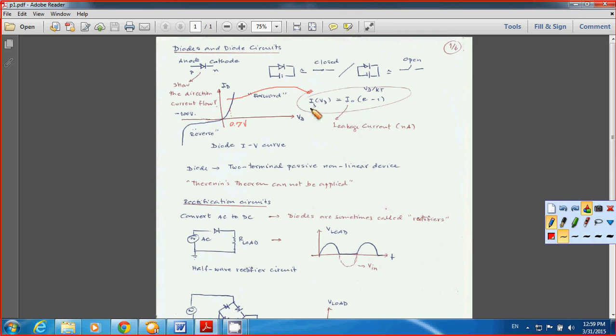ID, the current flowing through the diode, does depend on VD, or the voltage across the diode, equal to I0, or the leakage current, usually in the order of nanoamp. It is a very small current, multiplied by exponential VD over KT. VD is the voltage across the diode, K is the Boltzmann constant, T is the absolute temperature in the unit of Kelvin, and minus 1.